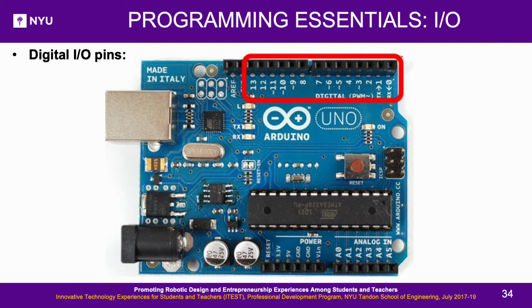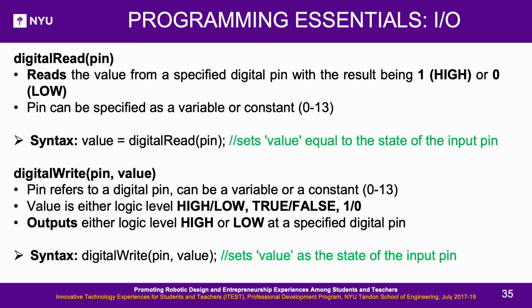Digital input-output pins. They are numbered from 0 to 13 on the Arduino Uno board. The connections are made to drive different sensors which need digital signals as input and output. Now we will discuss how to work with digital pins.